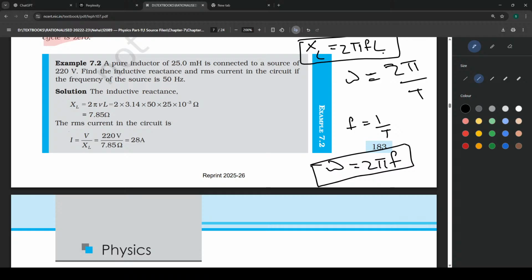We know the value of frequency, we know the value of inductance, the self-inductance. We know pi is a constant value, 3.14, and 2 is already a constant. Now substituting everything, we get XL approximately equal to 7.85 ohm. Now we can calculate the RMS current in the circuit, which equals the RMS voltage by inductive reactance, which we will get as 28 ampere.